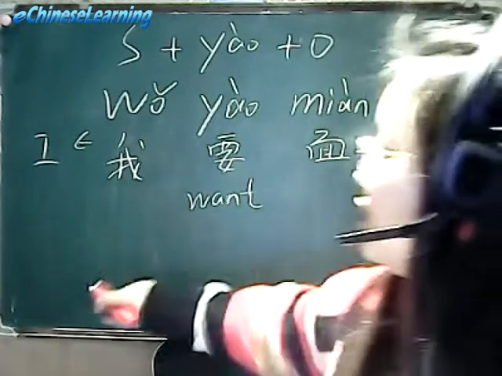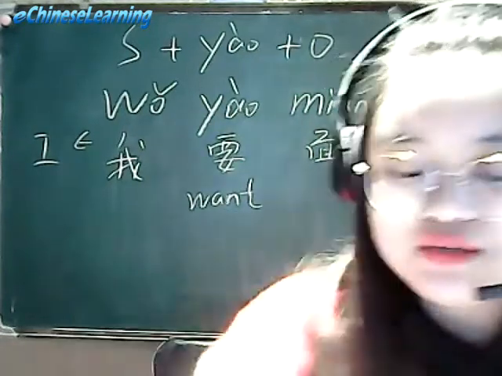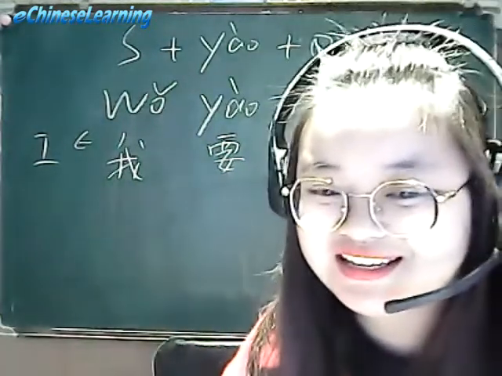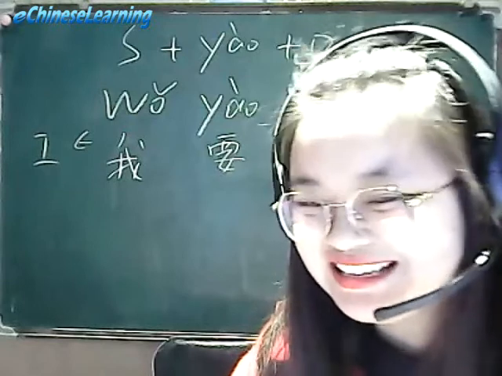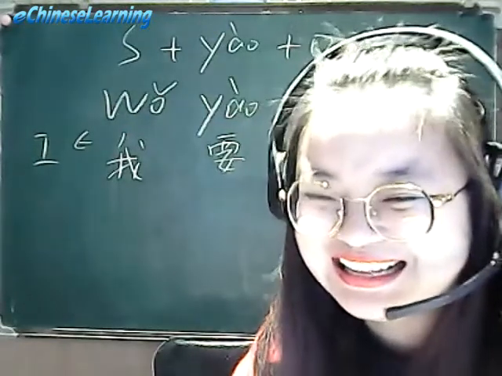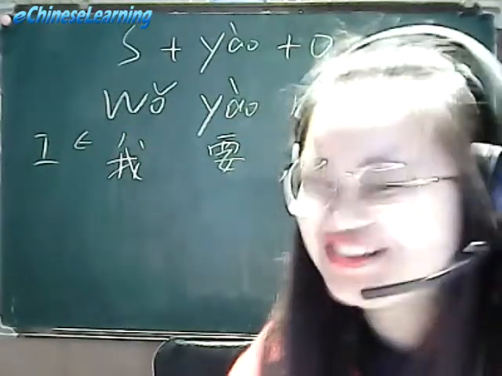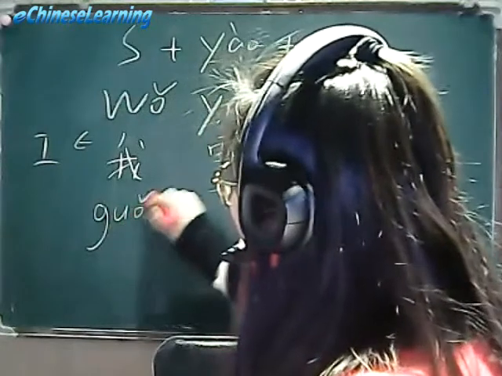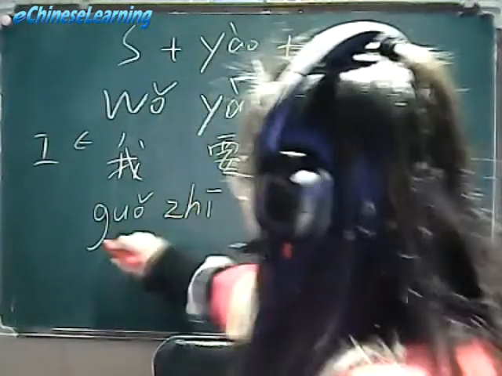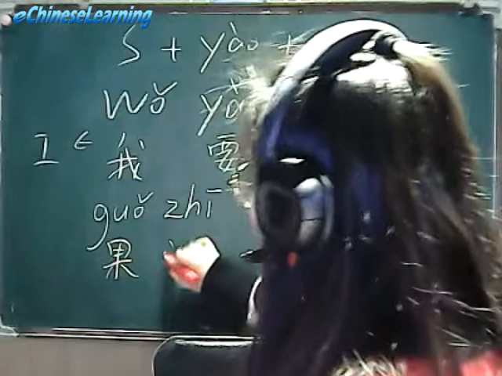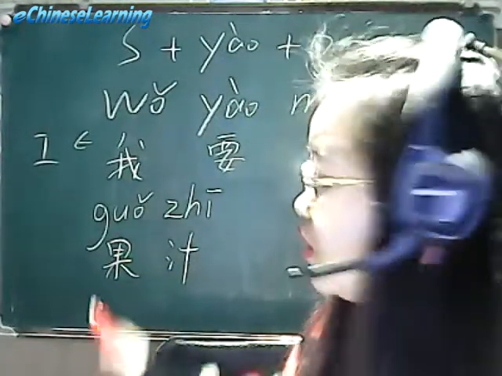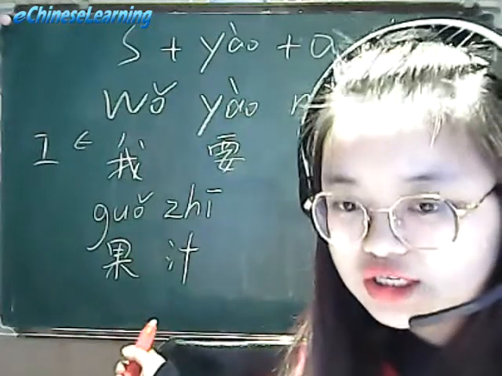Okay. So let's do some practice. Use another word. So what do you like to drink? Coffee or tea? Or juice? Juice. Okay. Juice we'll say 果汁. Okay, let's try 果汁. So 我要果汁.